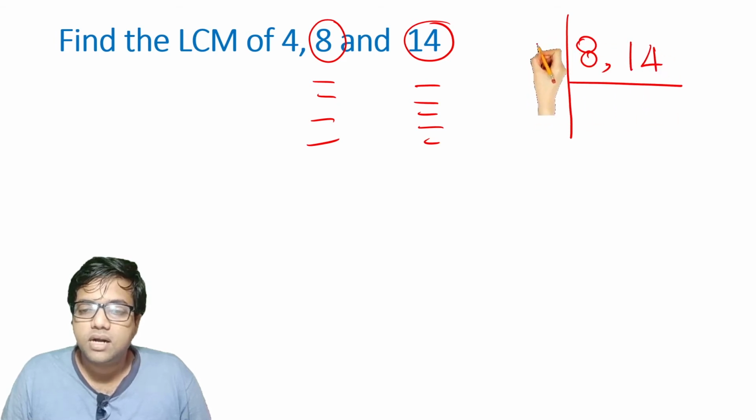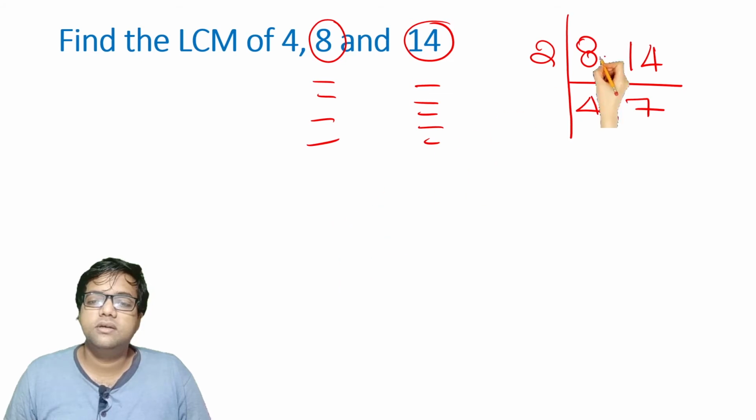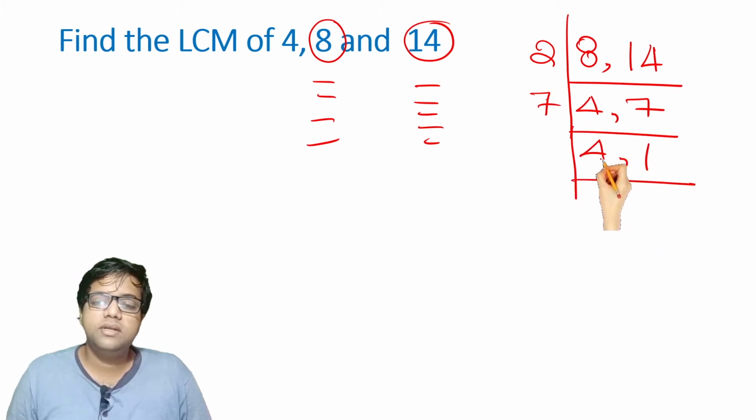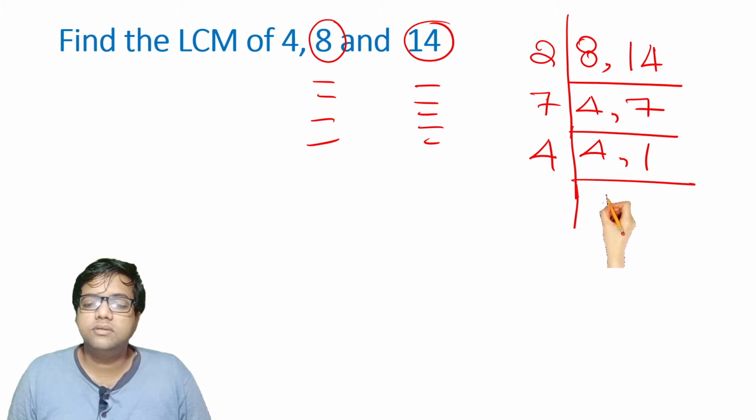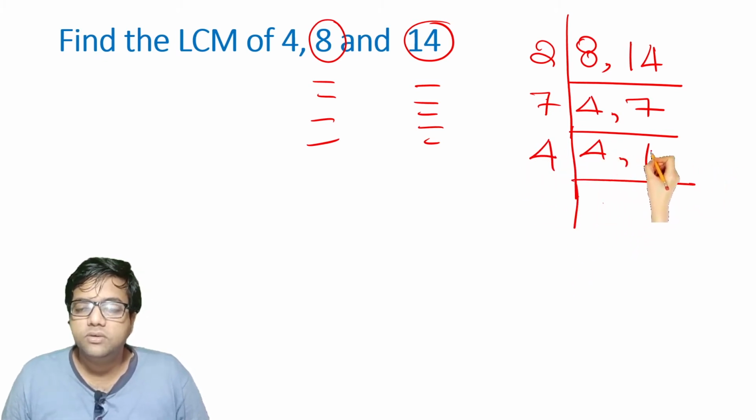So you can start dividing with a common term. 2 4s are 8, 2 7s are 14. And again 7 is a prime number, so you will divide 7 by 1. There is only one even number left, so you can directly take that number because there are no other common numbers with which you can divide. 4 1s are 4 and 1.